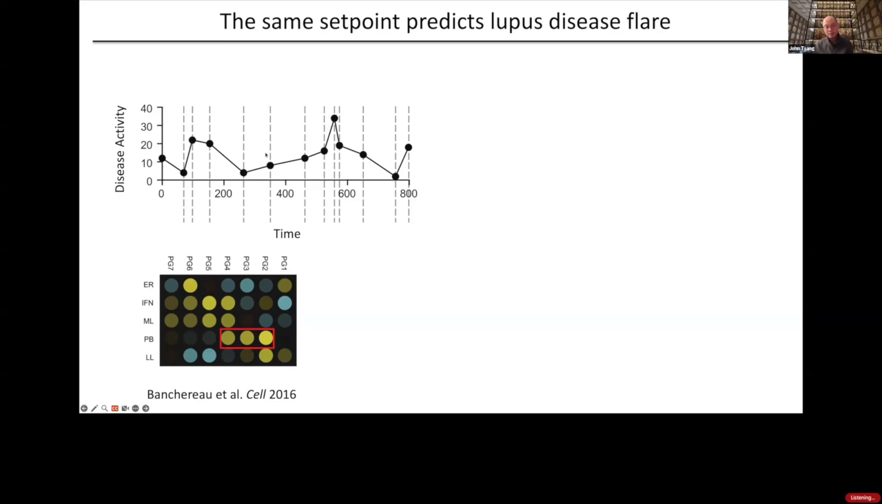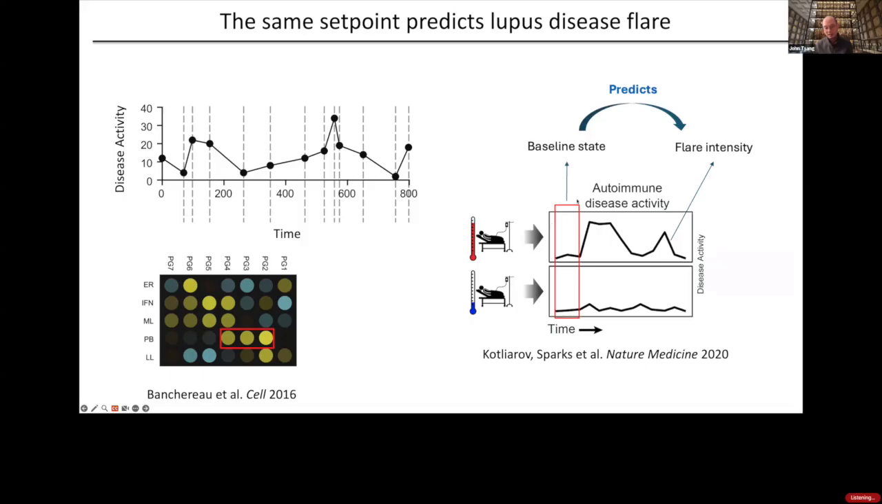So then we thought, well, this could be interesting, because the same baseline signatures that we detected that can predict vaccine responses in healthy individuals may actually be helpful also in predicting flares. So, for example, if you evaluate a particular patient during their clinically quiescent period, would that contain information about the strength or the intensity of those flares?